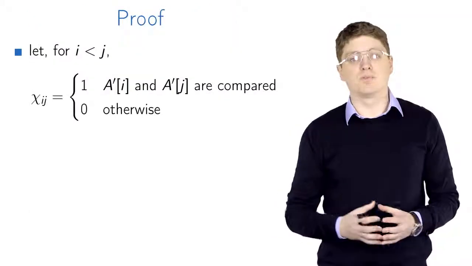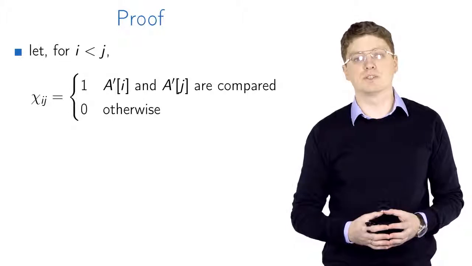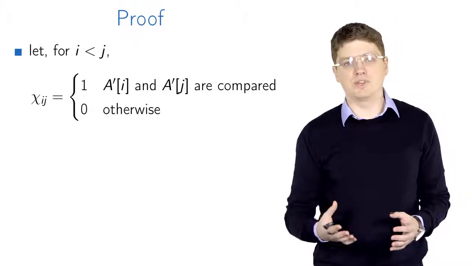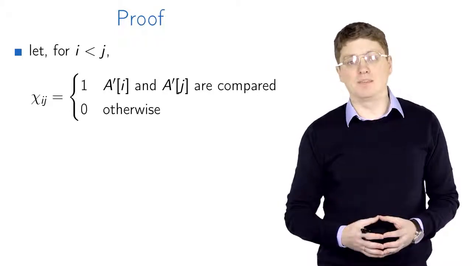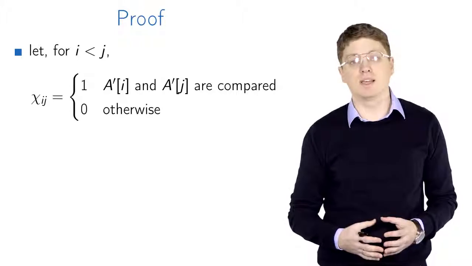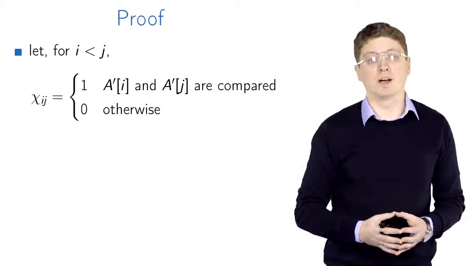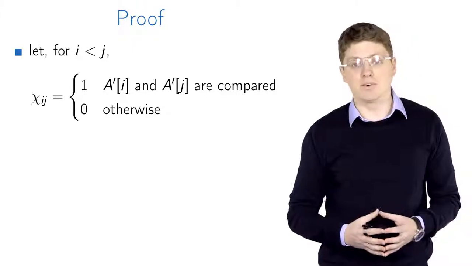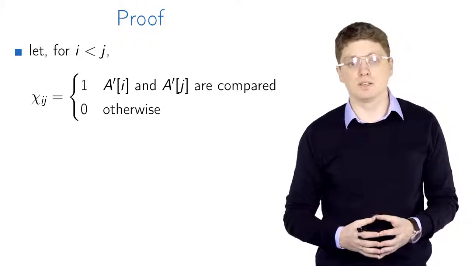We now start to formally prove an upper bound on the running time of the randomized quicksort algorithm. For this, we introduce the following random variable. Let i and j be different indices from 1 to n. We define xi of ij to be equal to 1 if 2 elements a prime of i and a prime of j are compared in the run of our quicksort algorithm, and to be equal to 0 otherwise.